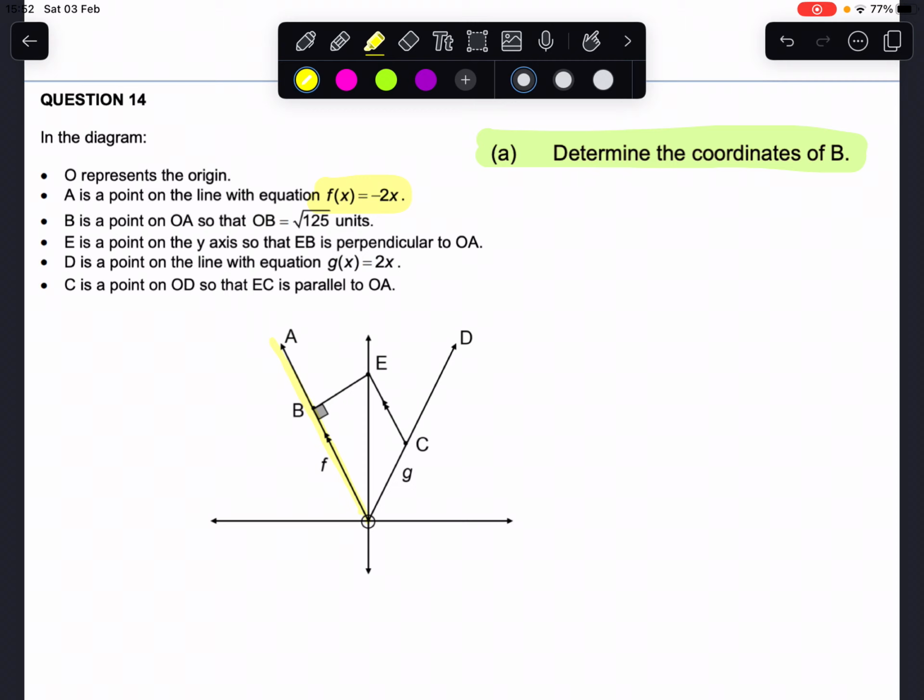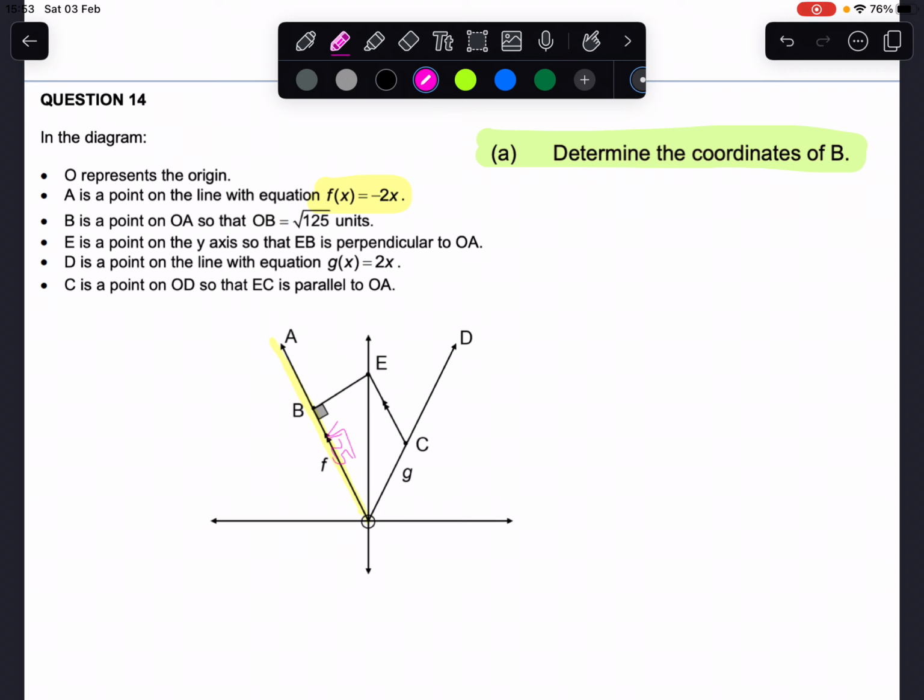But then there's this F label as well that's making me feel like they're telling us it is all a straight line. Anyway, I am getting caught up in a very small detail. B is a point on O A. Perfect. So O A is a straight line and B is a point on that straight line. And we know that O B is square root of 125 units. So we're just going to fill that in. E is a point on the y-axis so that E B is perpendicular to O A, and they've filled that in on the diagram for us.